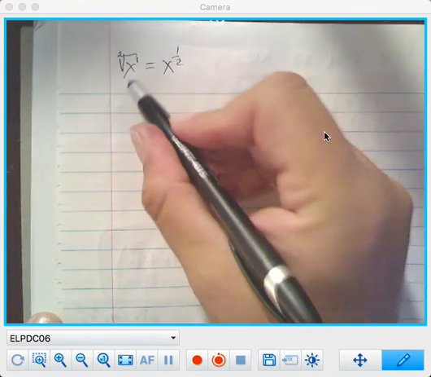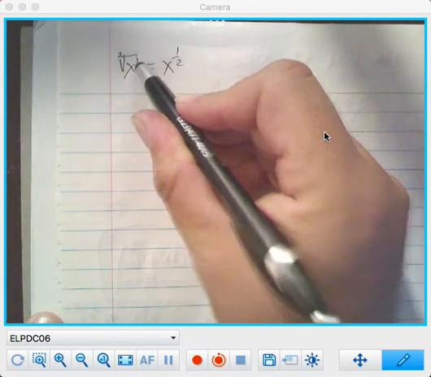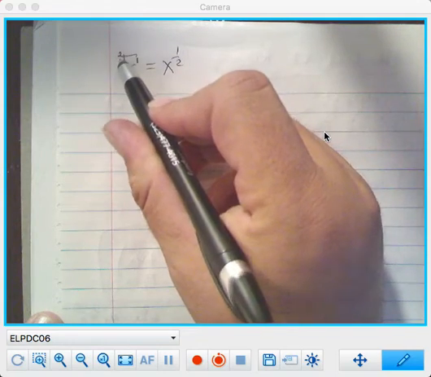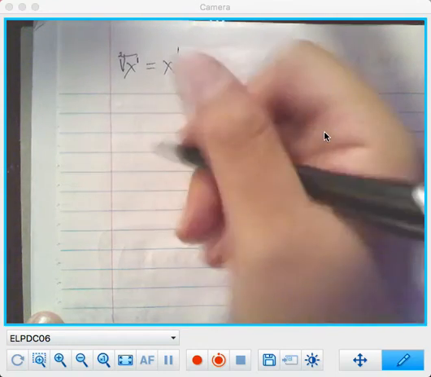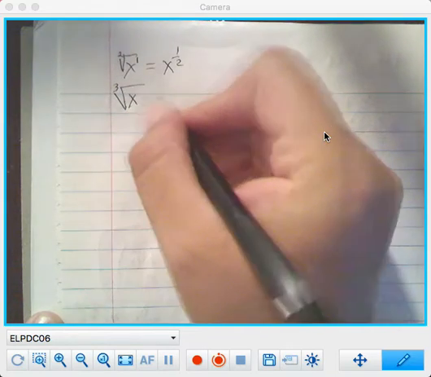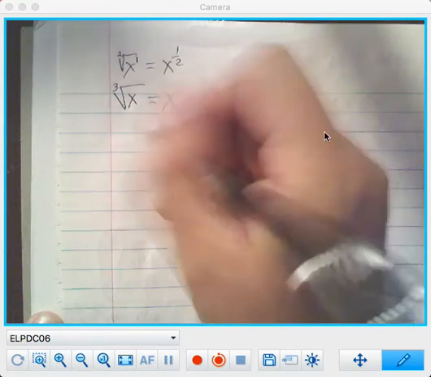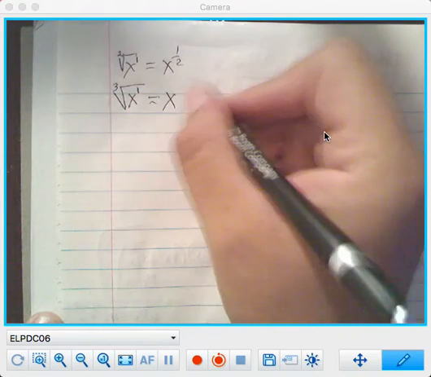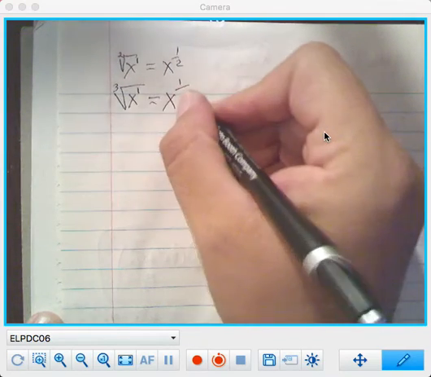Okay, that's how I know that the exponent here goes at the top and the number outside the radical goes at the bottom. Okay, just to give you another example, if you have a cube root of x, this becomes x, the exponent here is 1, so 1 over 3.